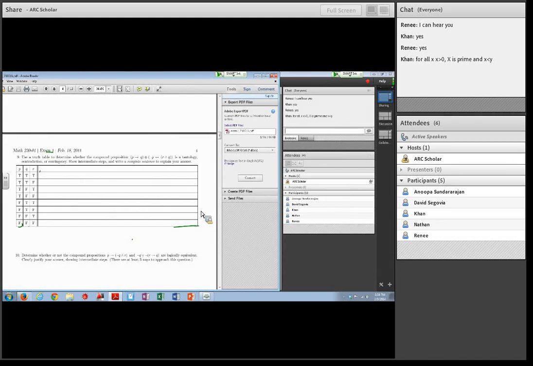This is just a simple truth table. When we start, the first one is P implies Q, right? T, F, F, T, right? Because the assumption is false. Okay, so now what's not Q, right? Not Q. And what we got here? T, T.